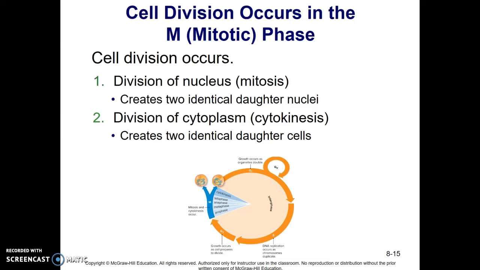But again, this is still the same cell cycle. It's just we can break it up into two parts, interphase and M phase. We can break up interphase into three parts, G1, S, G2, and we can break up M phase into mitosis and cytokinesis, and then we can further separate mitosis into prophase, metaphase, anaphase, and telophase.